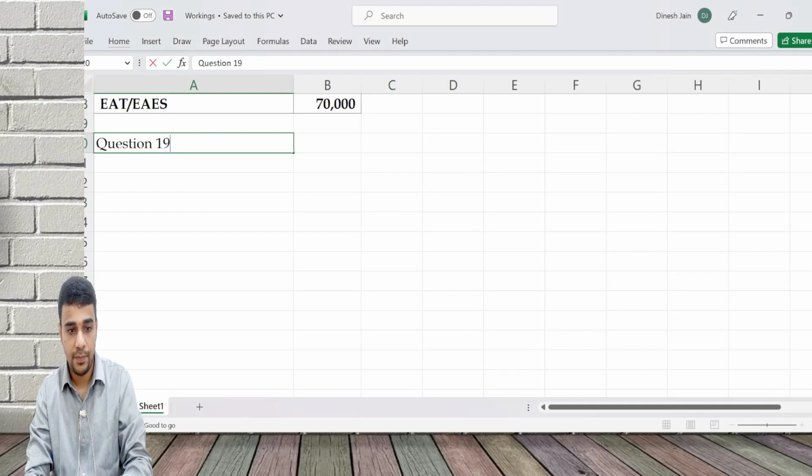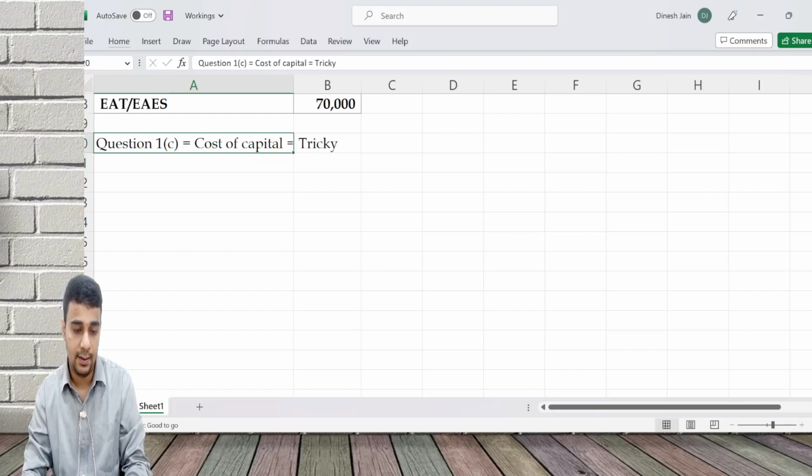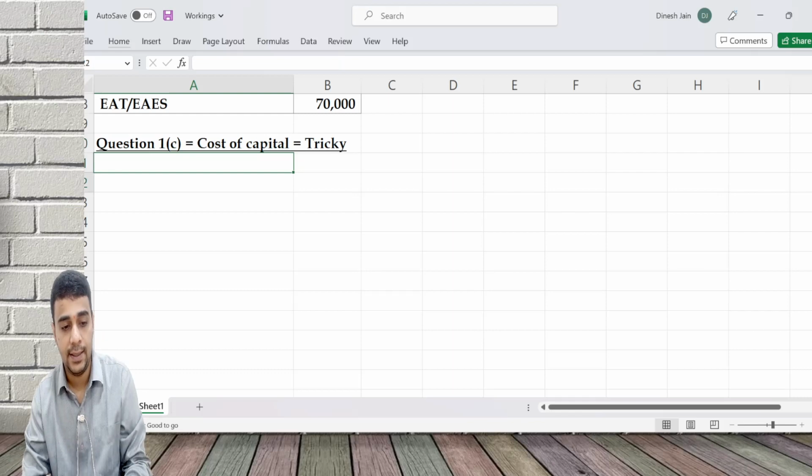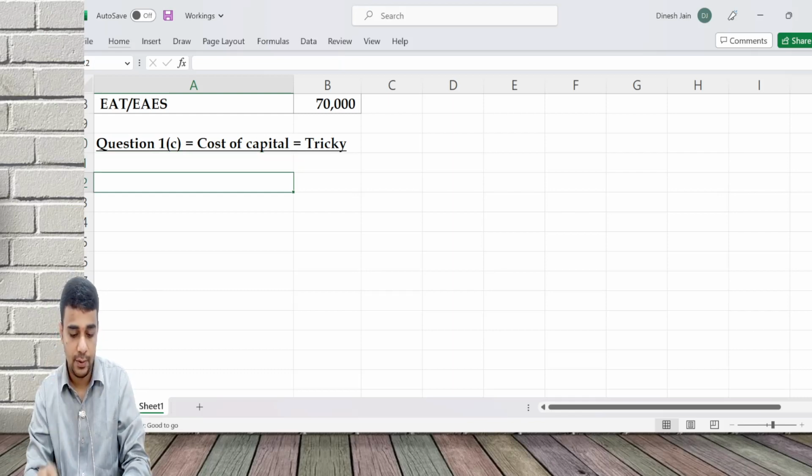This is from the cost of capital chapter. I can say this problem is slightly tricky because of one adjustment alone.